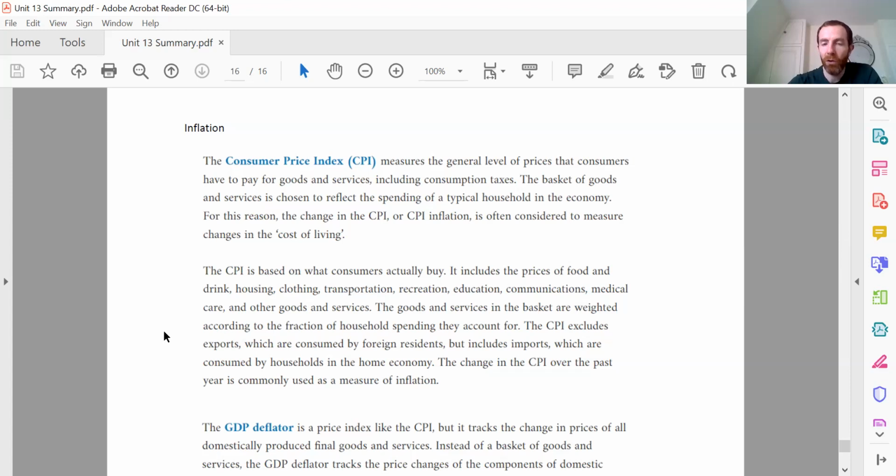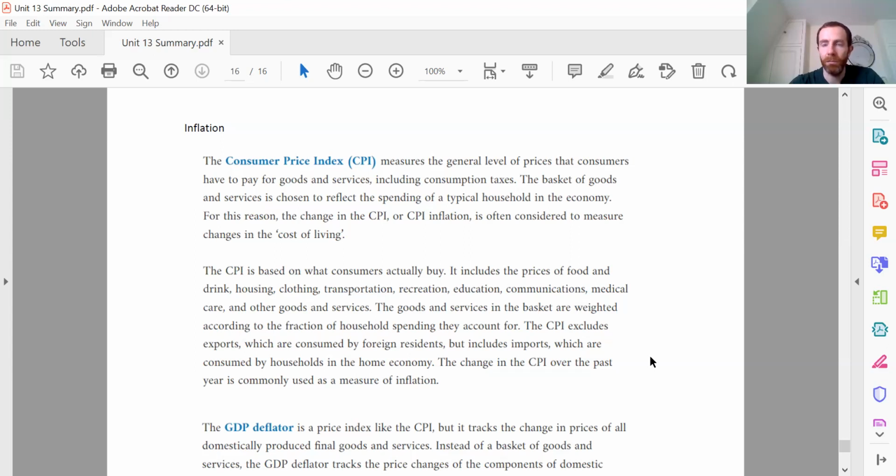And each good or service, we're getting an average, really, is what we want to do. What's the average price of these things? But we want to do it fairly. And so each good or service is given a weight. That weight depends on the fraction of household spending that it accounts for. Something like food, which accounts for quite a big amount of household spending, would be given quite a high weight. Its price would be given quite a big weight in this average calculation, whereas things that don't account for so much would be given a smaller weight.